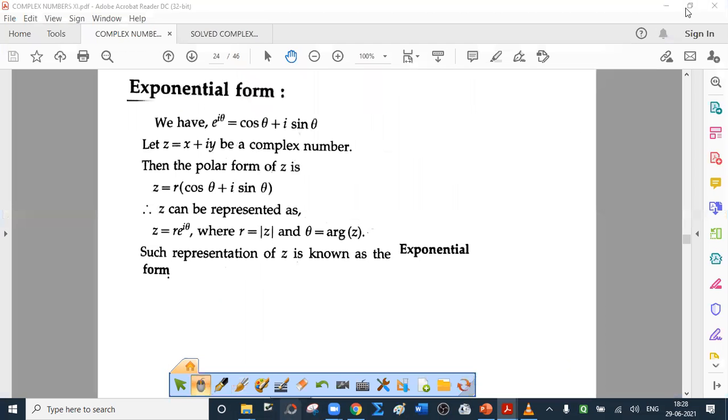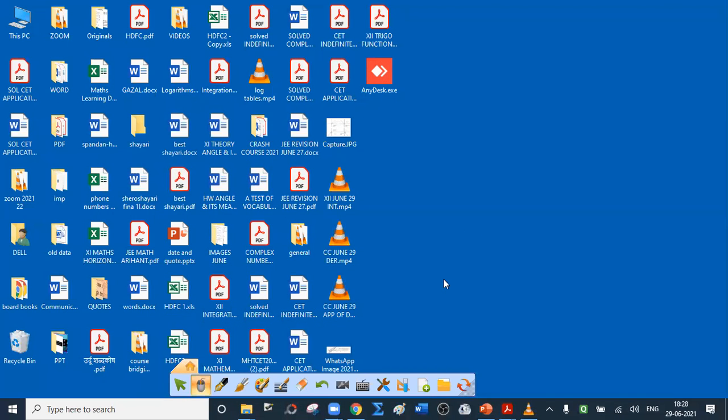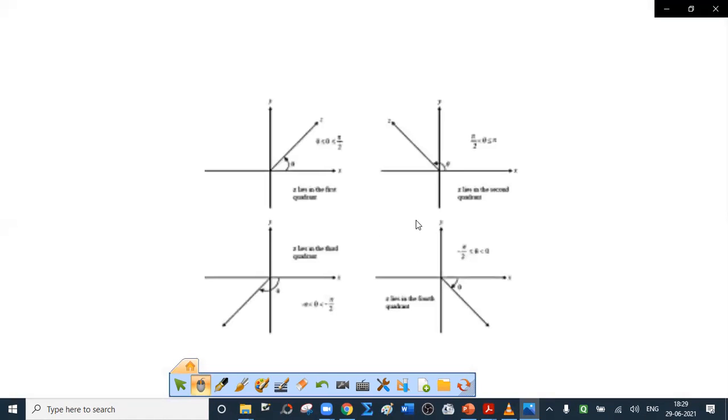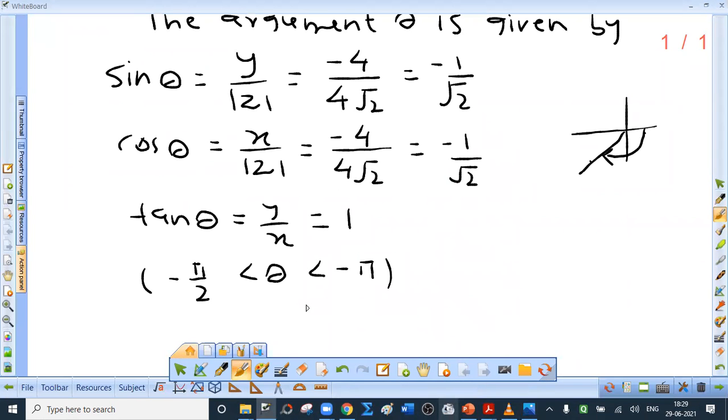Just a minute. I think it was this image. Where is that image? So actually, okay. So you have to write this otherwise: minus pi less than theta less than minus pi by 2.